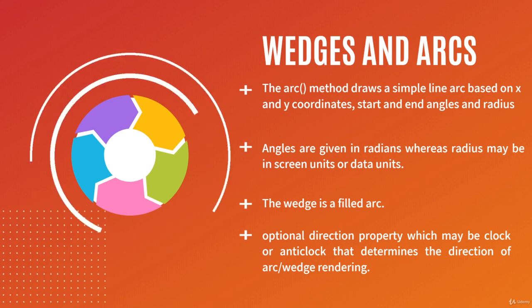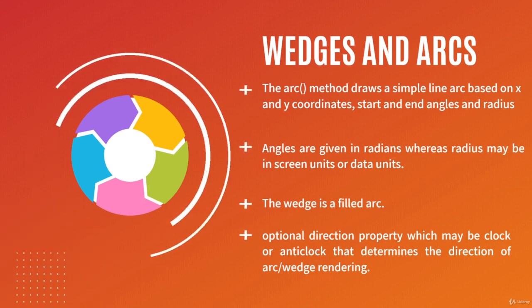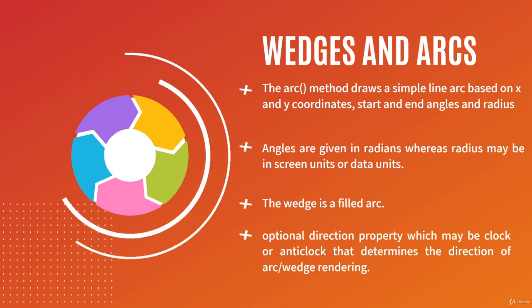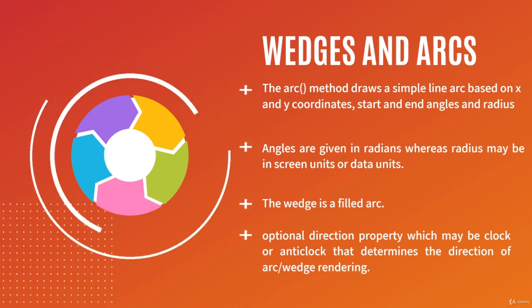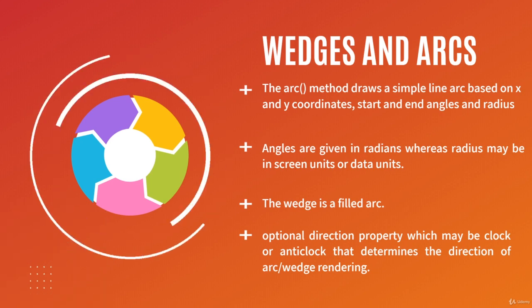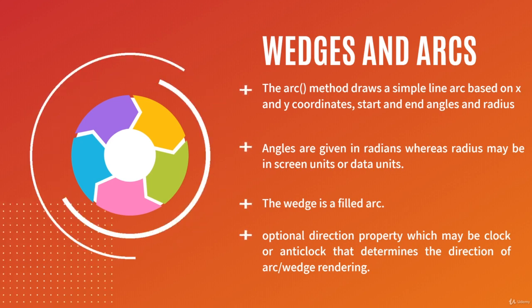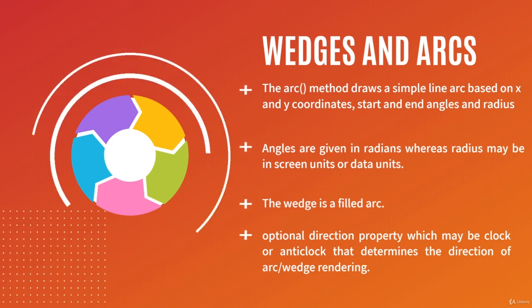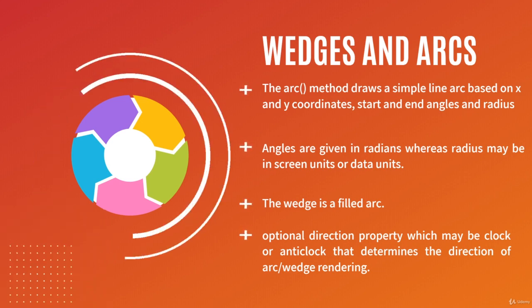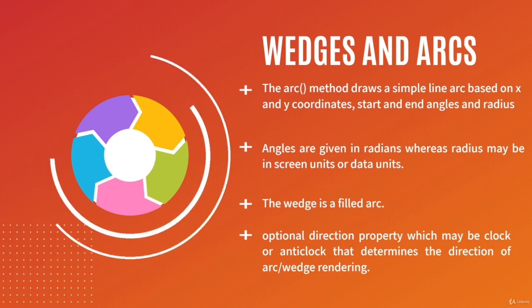So there is an optional direction property. It means you can mention whether the movement has to be clockwise or anti-clockwise. That is, the direction in which the arc or wedge should render on the plot. That optional direction property is also there, which you can use with the help of Bokeh.